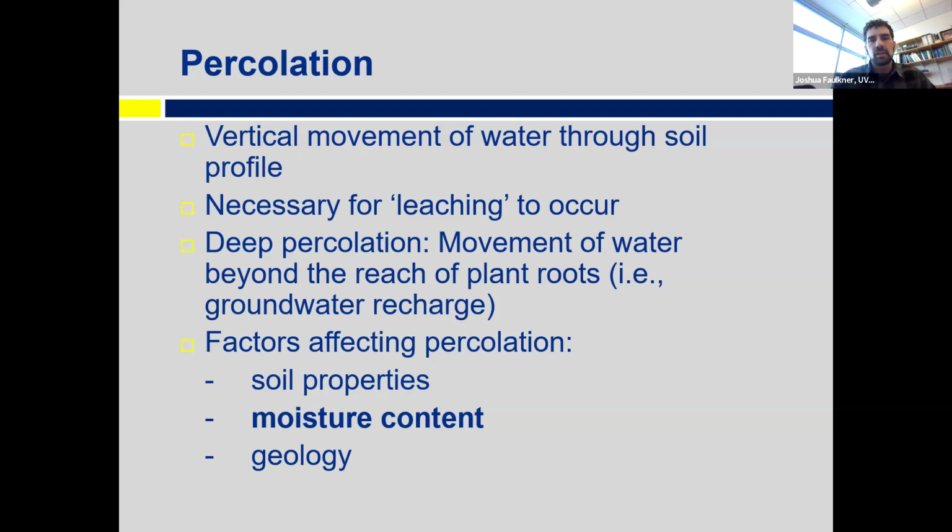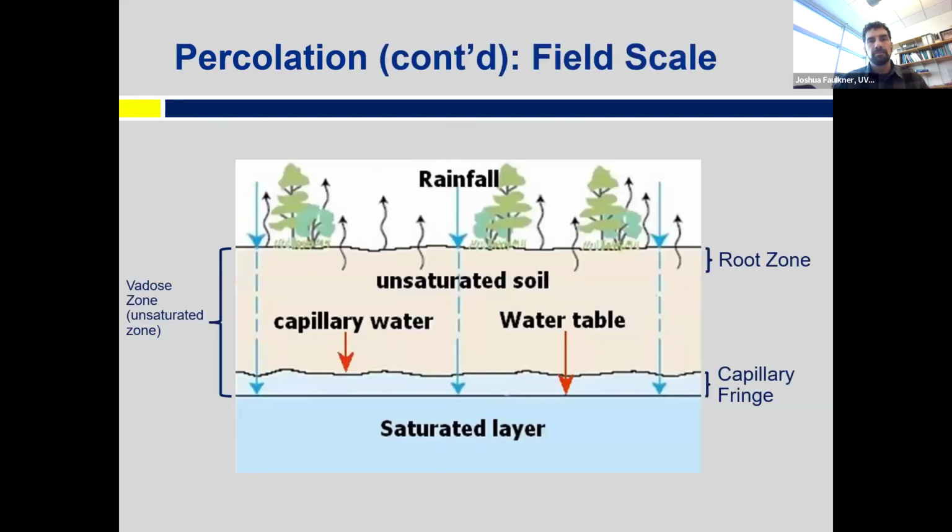Percolation is necessary for leaching to occur, right? Leaching is the movement of dissolved constituents down through the soil profile, often to groundwater. If we don't have percolation, then we can't have leaching. Deep percolation would be defined as water moving below the root zone of the crop and into groundwater. Several factors affect percolation, including soil properties, moisture content of the soil, and the geology of the soil.